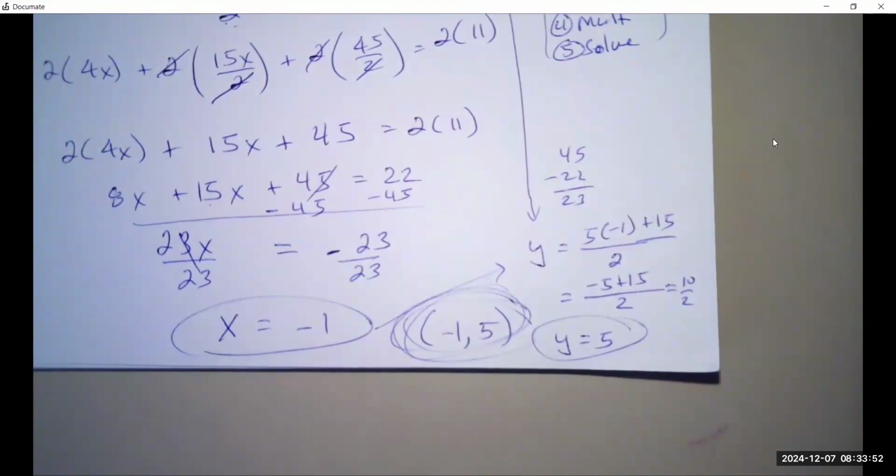That's using substitution. Let's do the same equation using elimination.